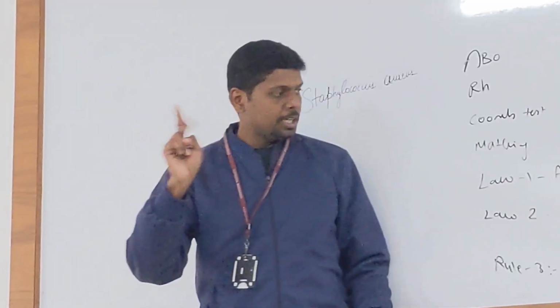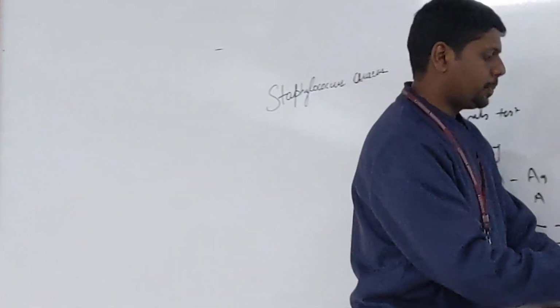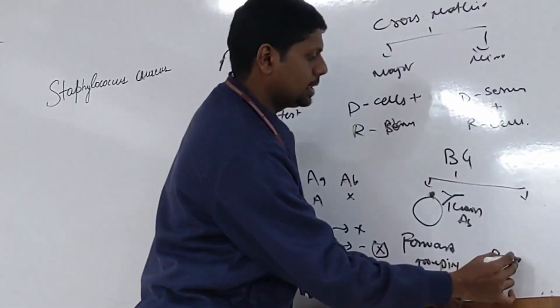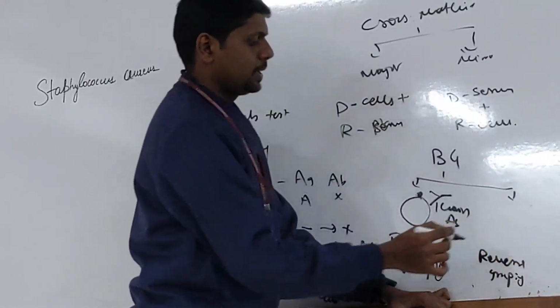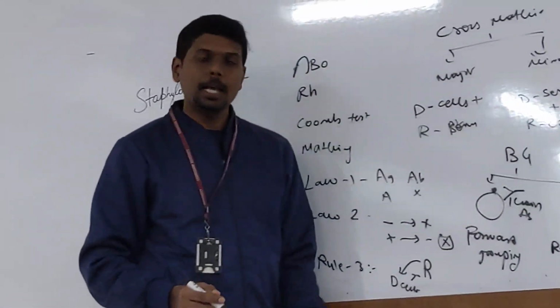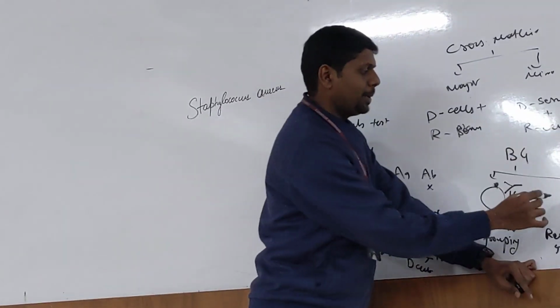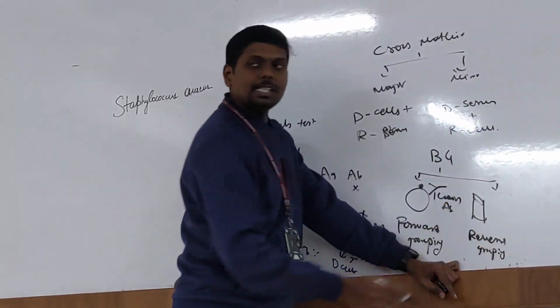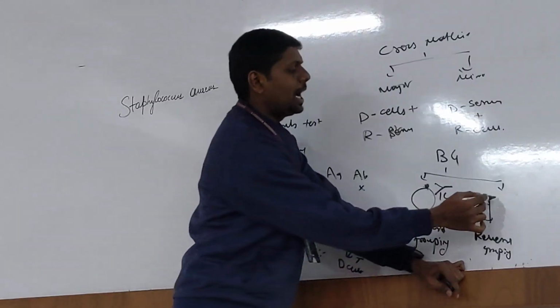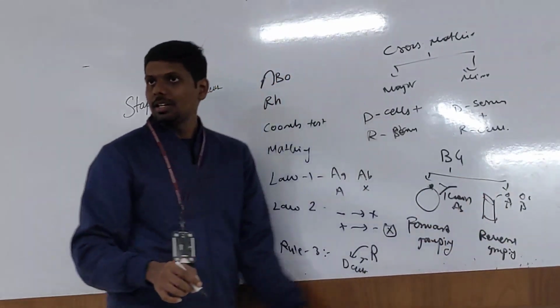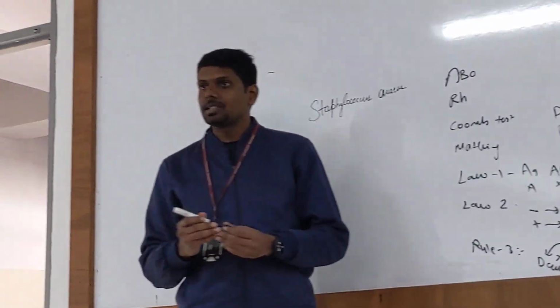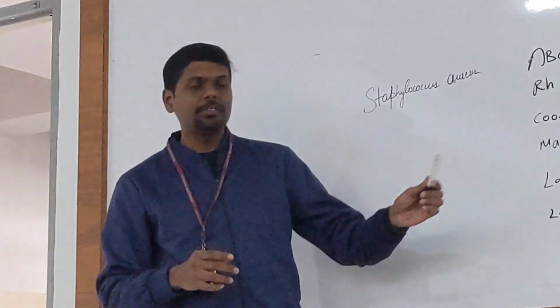Then there is an interesting test called reverse grouping. What is this reverse grouping? Any idea? From the patient, we will collect the serum. Then we will add the known antigens, known A group and B group cells, to it. That is called reverse grouping. So, what will be the results in reverse grouping?